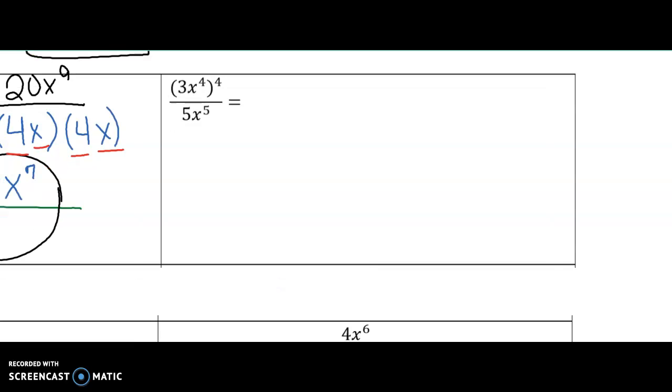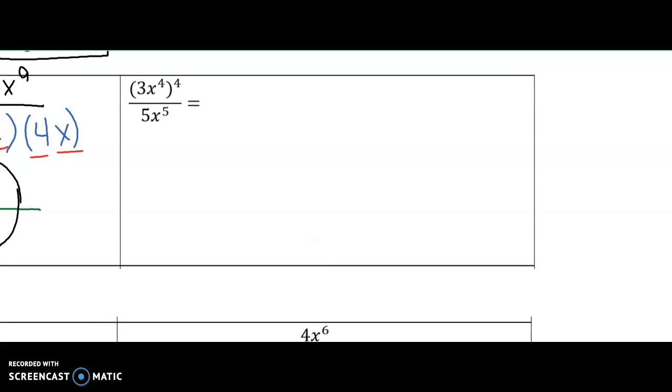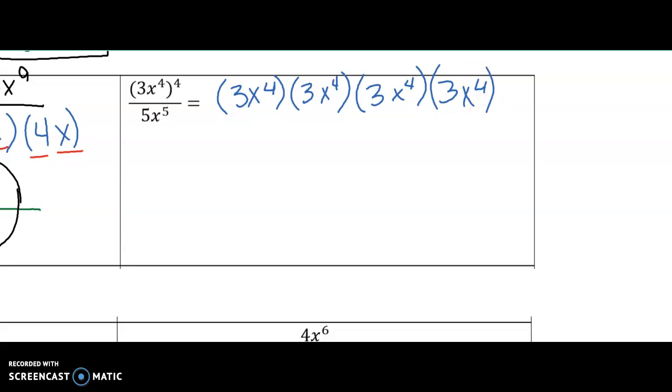So let's go ahead and do it now that you've paused the video and given it a try. Let's look at the numerator. The numerator has 3x to the 4th power. Therefore, we have everything up there 4 times. So I'm going to write it like that. 3x to the 4th, 3x to the 4th, 3x to the 4th, and 3x to the 4th. Alright, and if we look at the denominator, we only have 5x to the 5th. So we don't have much there.